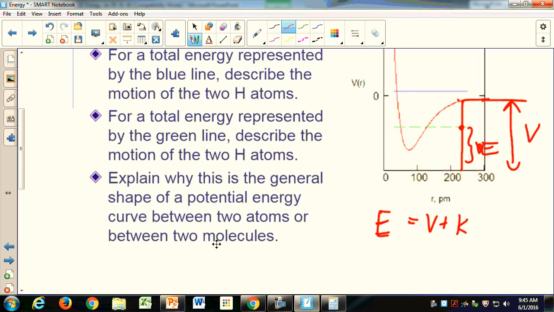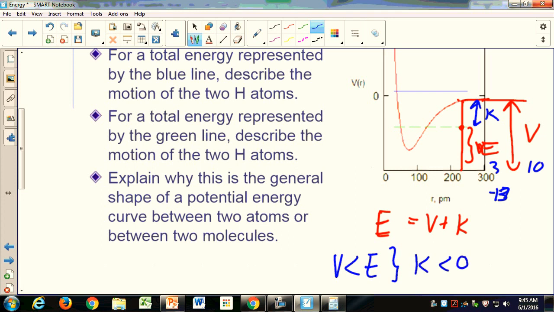So total energy is potential plus kinetic. So let's just make up some numbers. You can see the potential is bigger than the total, right? So let's say the total was 3 and the potential was 10. What would be my kinetic energy? Negative 7, right? 3 minus 10 is negative 7. Negative 7 plus 10 would be 3. So when potential is greater than total, that means a negative kinetic energy.